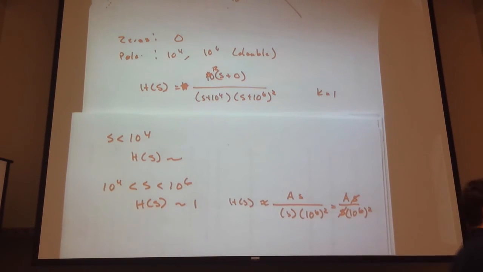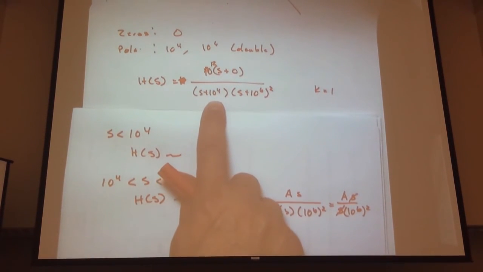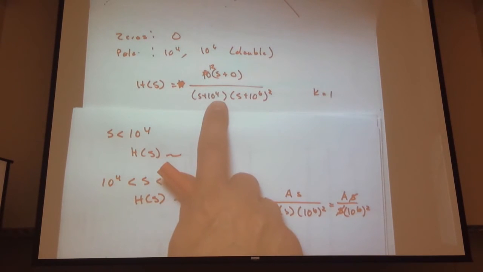Another way is just to plug in some s. So you can go back to the transfer function and plug in 10 to the 5th. Why not plug in 10 to the 5th? I did this as a range, but if we put 10 to the 5th here, well, that's the dominant term. We get 10 to the 5th.